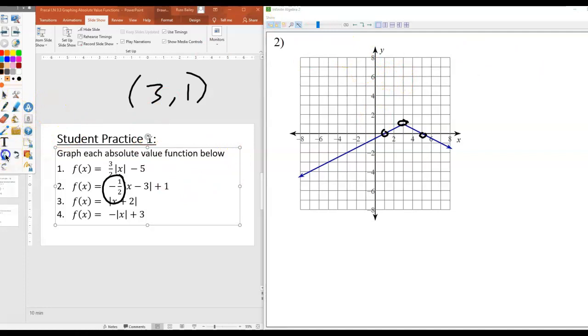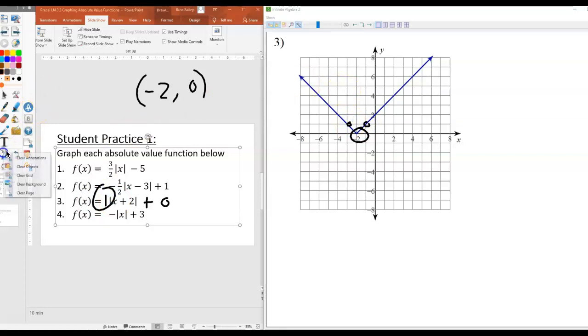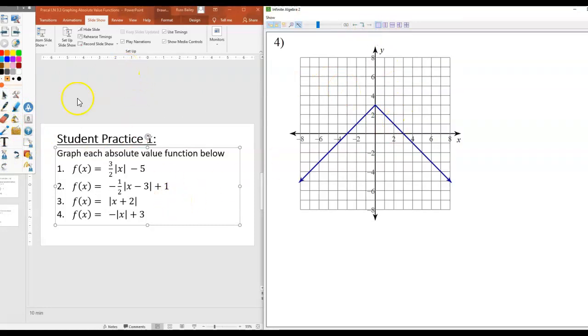Let's go ahead and look at number 3. Number 3 should have looked something like this. We had some missing numbers on number 3 here. We didn't have the a and we didn't have the k, which means our vertex should have come out to be (-2, 0). And my slope is 1, so that's just up 1 over 1 to the left and right. So you got that shape there. Last one, number 4, should have looked something like that.